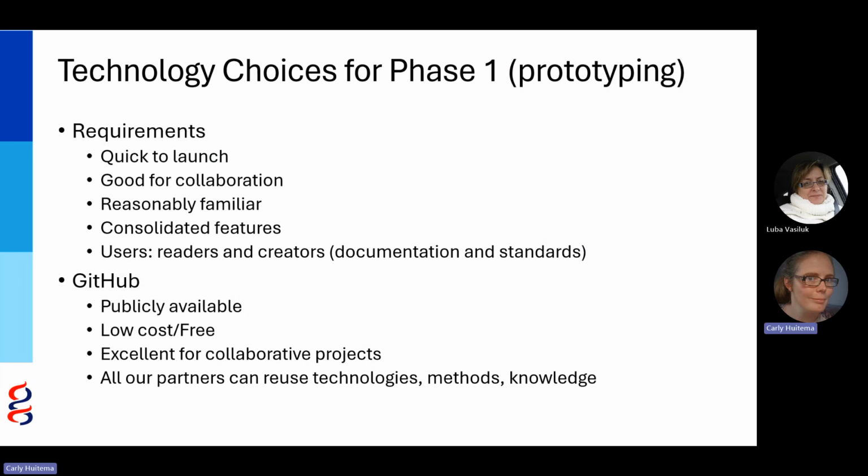Now, we are technically in phase one, the prototyping phase. Some people weren't aware that the Data Hub, like the ICTs, went through a proposal, competition, and selection, and we are going through a series of gates for the development of the project. Right now in the prototyping phase, we are working in an environment that needs to be quick to launch, good for collaboration, reasonably familiar to team members, with consolidated features, and having readers and creators, consumers and producers.